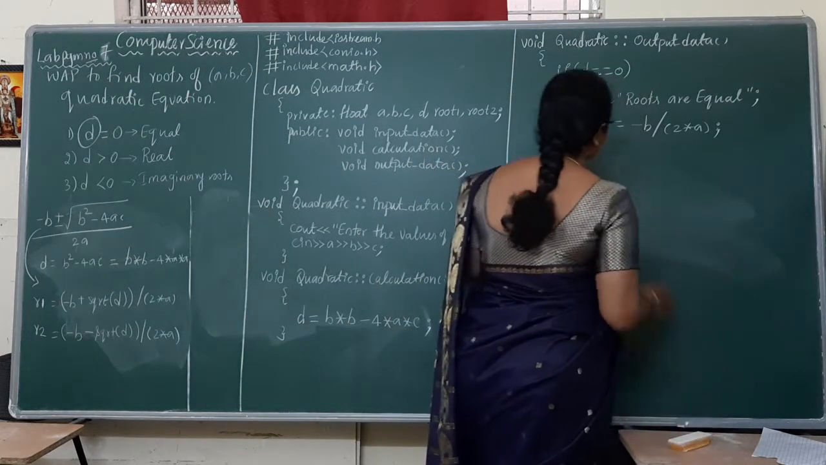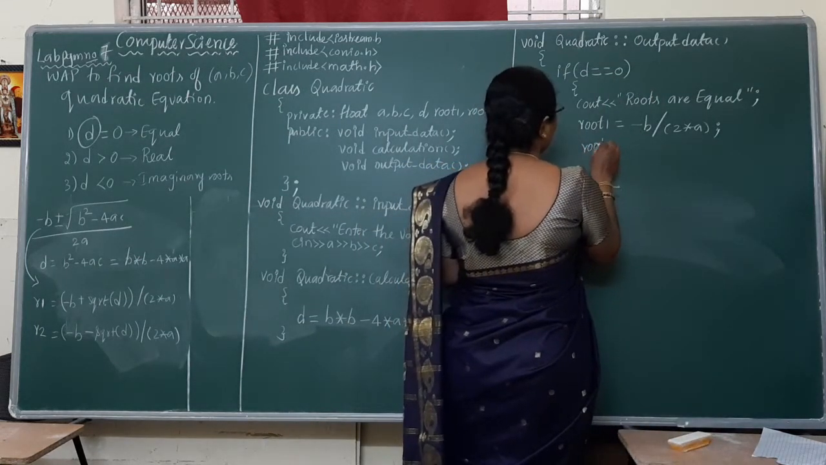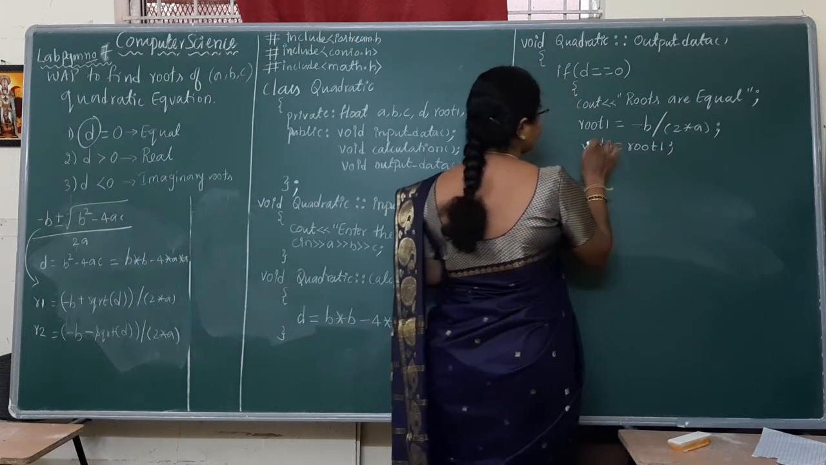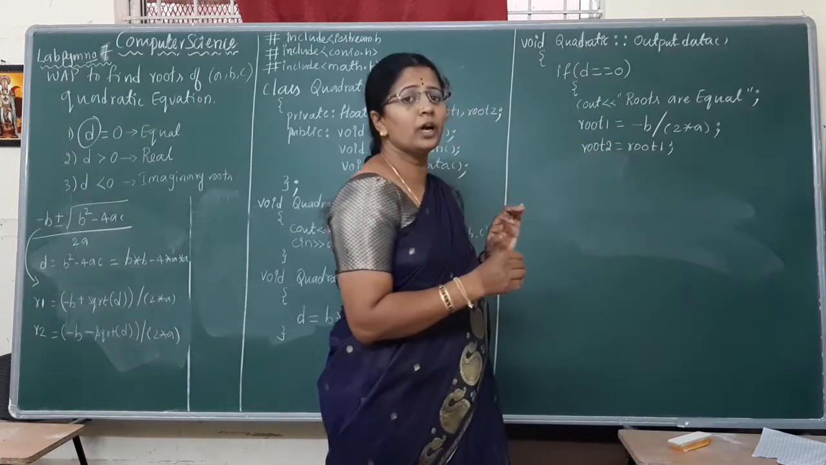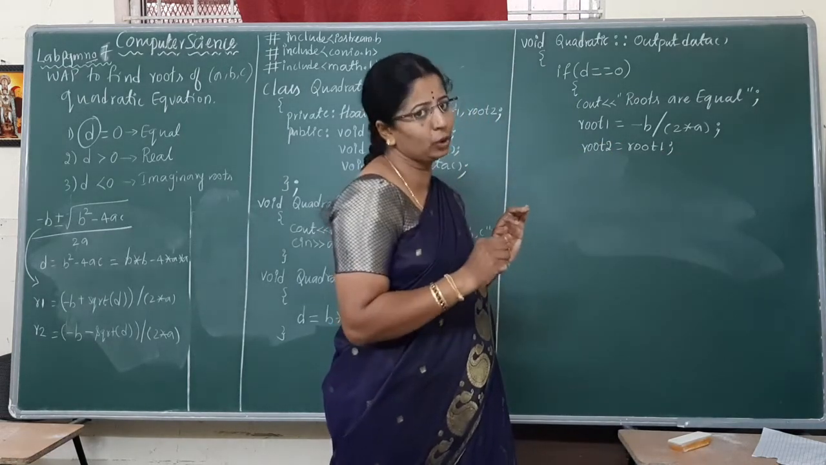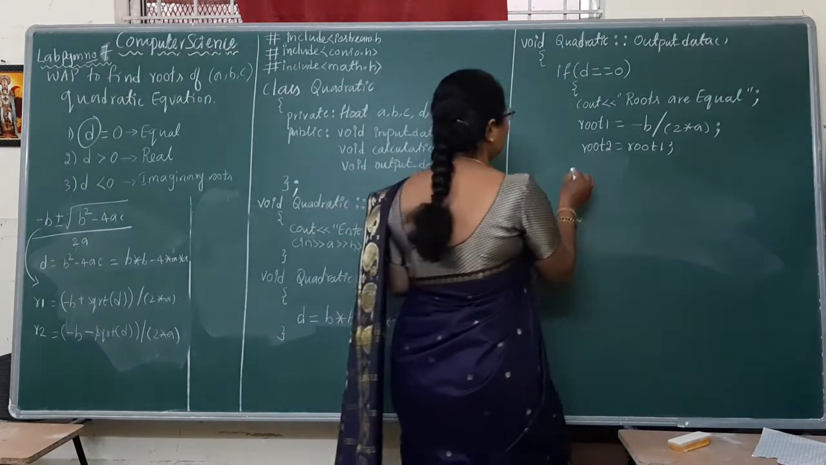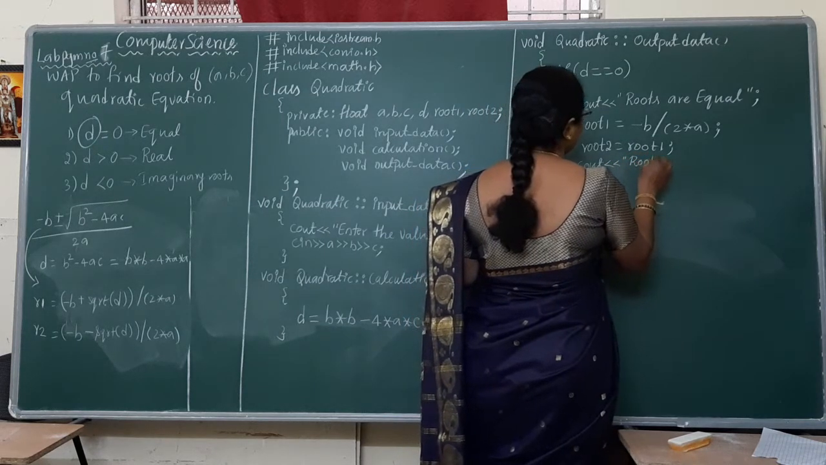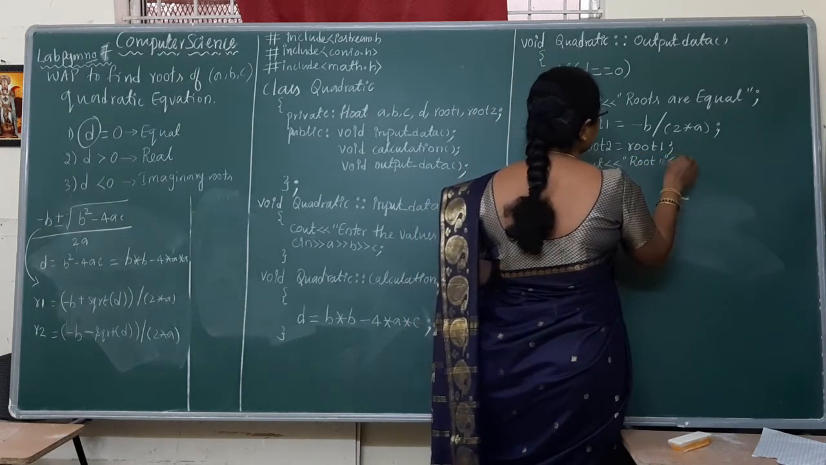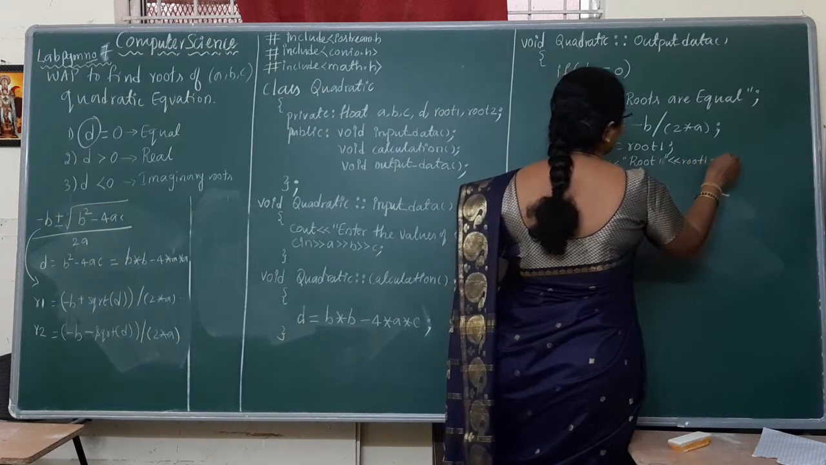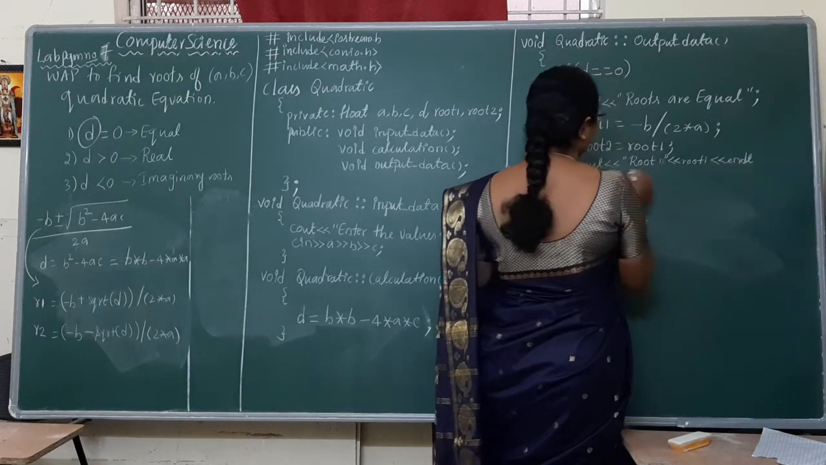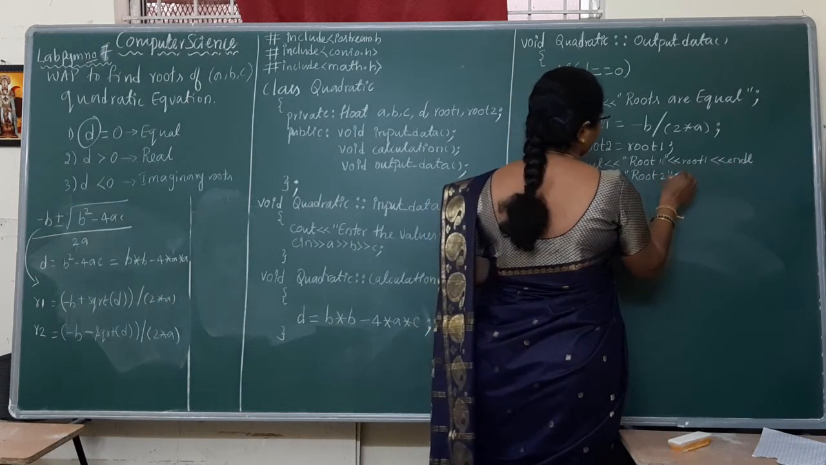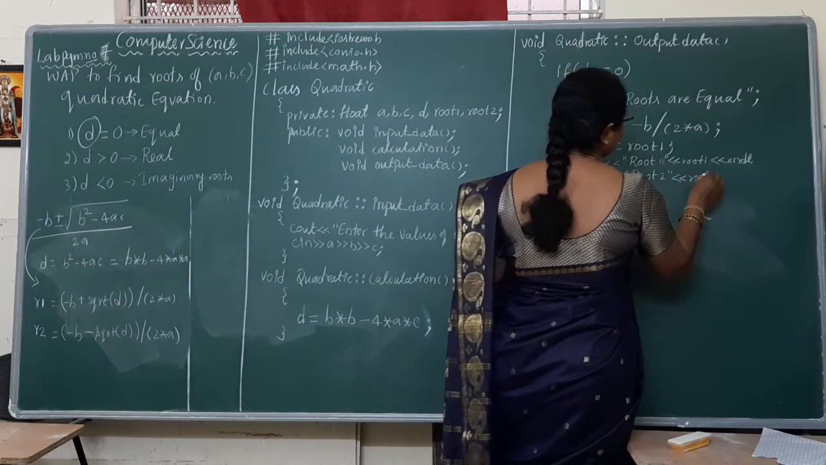Understood? Yes. I am assigning whatever I get in root 1 into root 2. Now both root 1 and root 2 contain the same value. Display: cout root 1 equal to the value which is present in root 1, endl, root 2 equal to the value which is present in root 2.